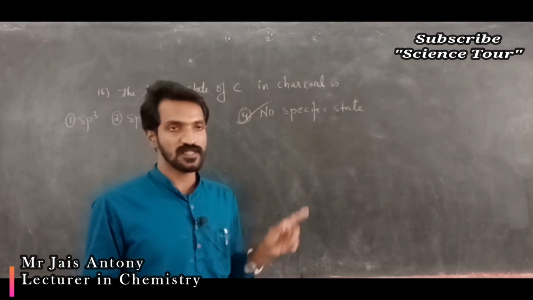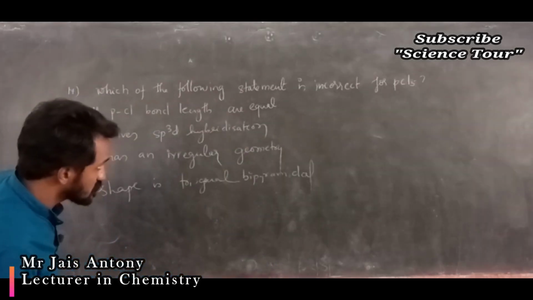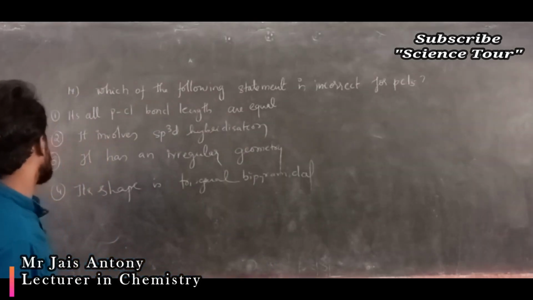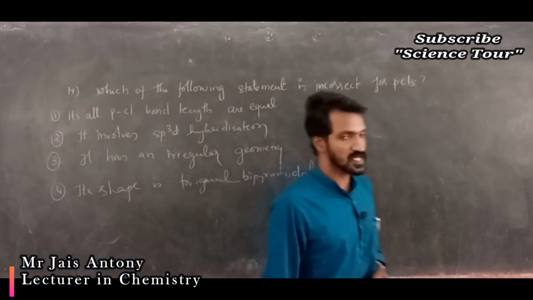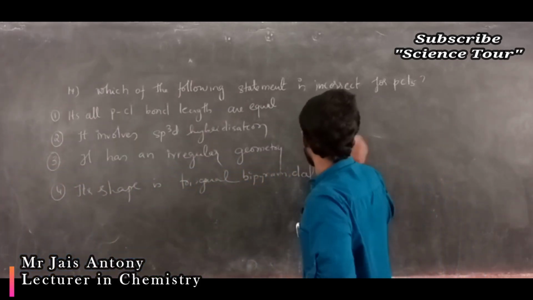Okay, answer is 4. Next, the statements for PCl5: all its P-Cl bond lengths are equal, it involves sp3 hybridization and it has an irregular geometry, its shape is trigonal bipyramidal. My dear students, here is the incorrect statement.